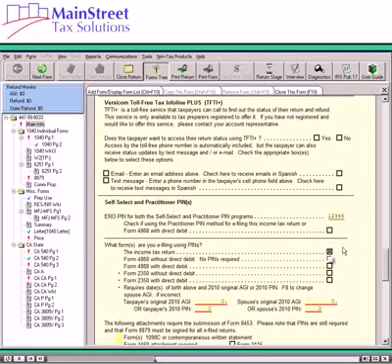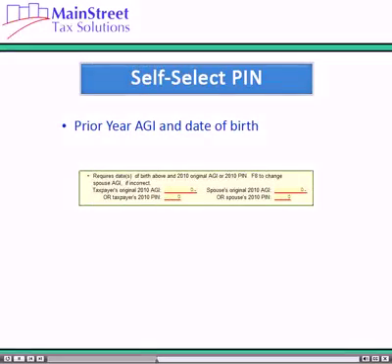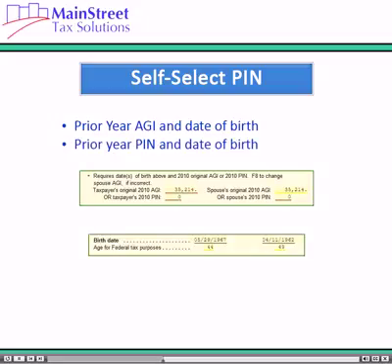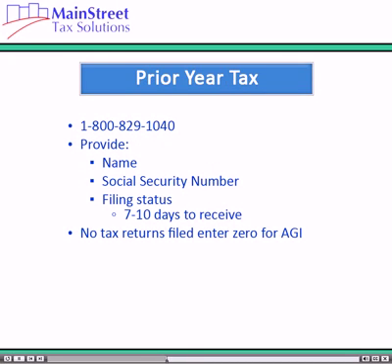Please remember that if you use the self-select PIN, you must fill in the taxpayer's or spouse's prior year original adjusted gross income or the PIN they used on their prior year tax return. Also, make sure you enter their date of birth in the date of birth section at the top of the main information sheet.